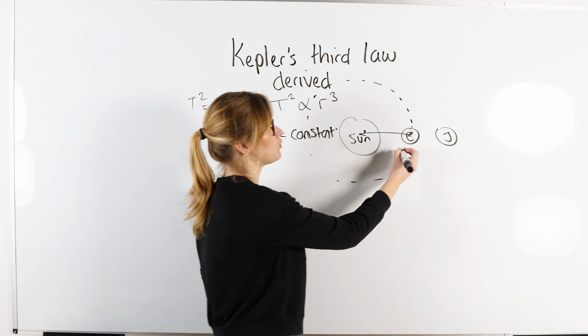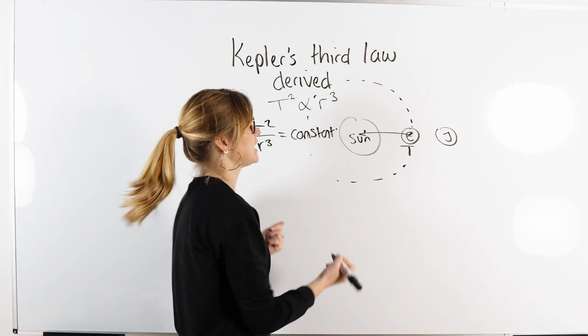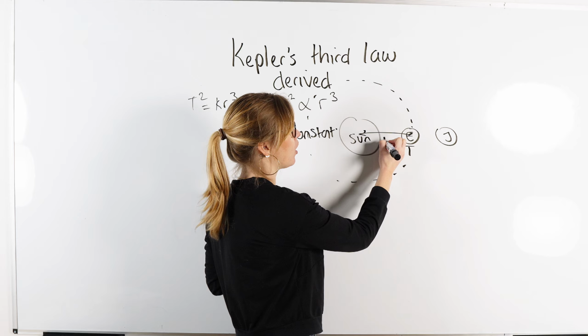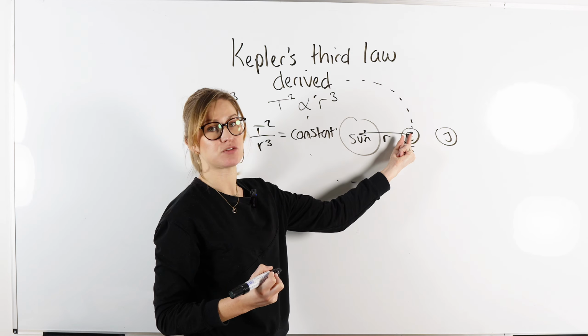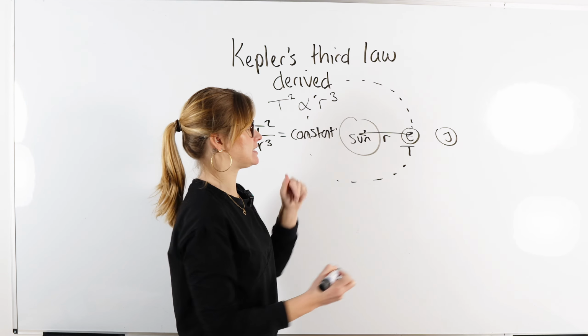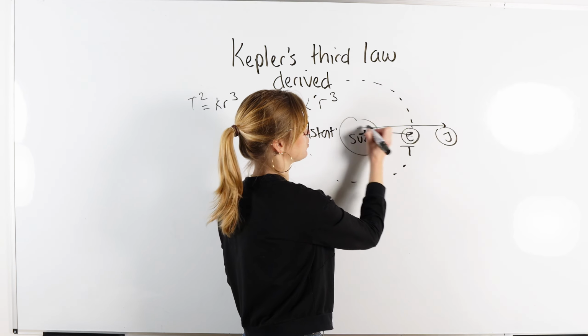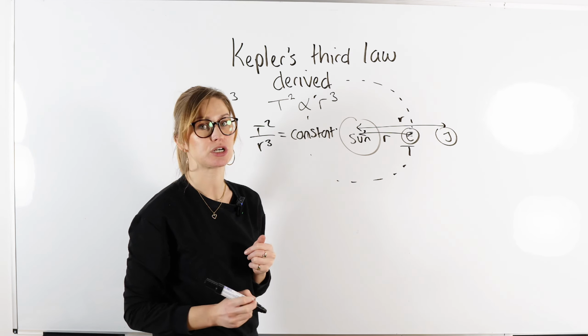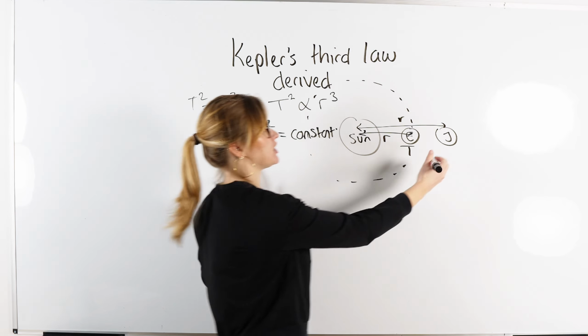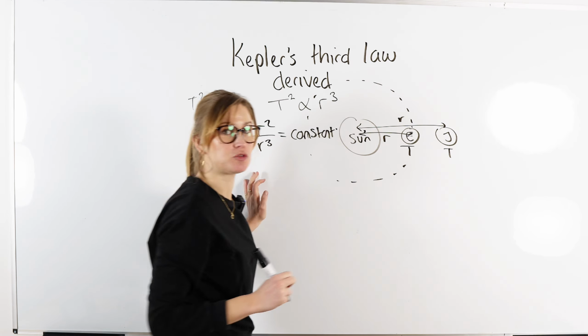So if I knew what the orbital period of the Earth was, and I knew what the r was, the distance between the center of the Earth and the center of the sun, and let's say I knew what r was, the distance between the center of the sun and the center of Jupiter, I can then use this relationship to find out what the orbital period of Jupiter would be.